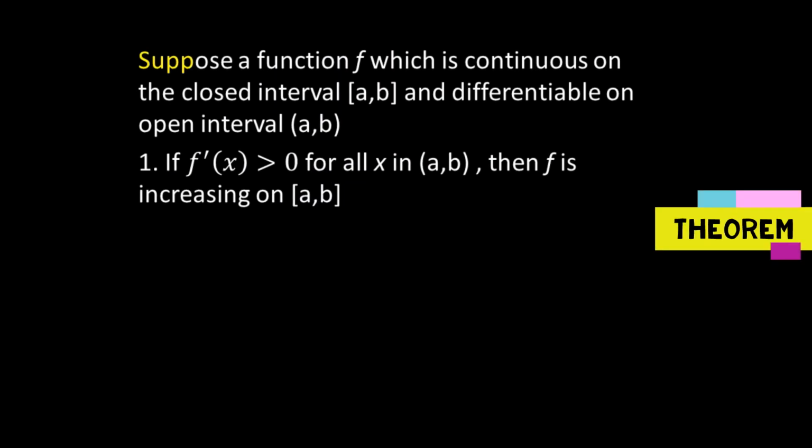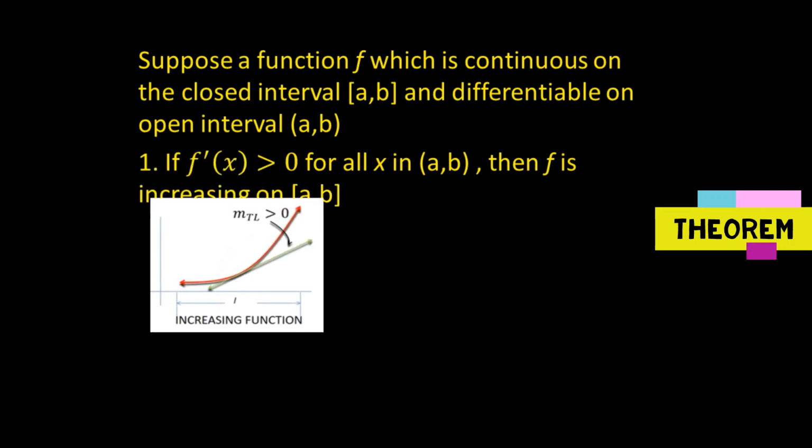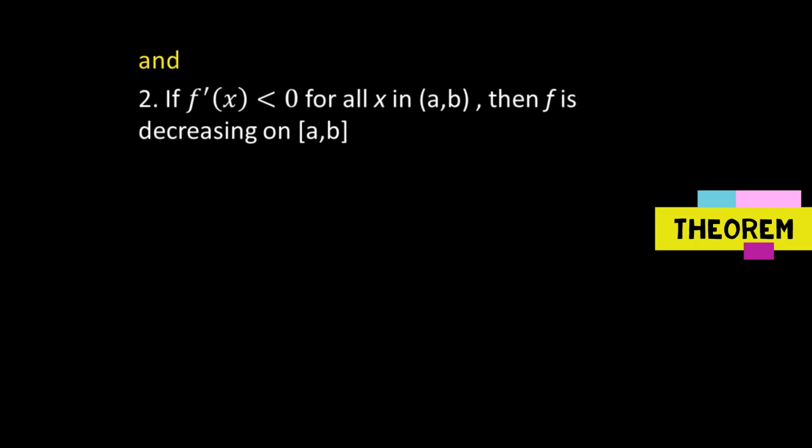Suppose a function f is continuous on the closed interval [a, b] and differentiable on the open interval (a, b). We have theorem number 1: if f prime of x is greater than 0 for all x in (a, b), then f is increasing on the closed interval [a, b]. And if f prime of x is less than 0 for all x in the open interval (a, b), then f is decreasing on (a, b). Graphically, this one.